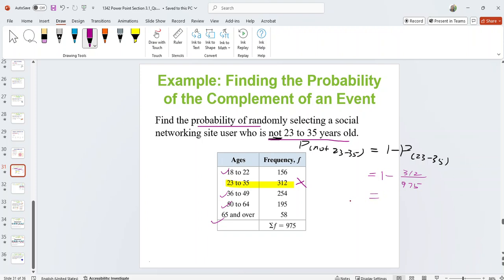For the direct calculation, you need to add 156, 254, 195, and 158, and then divide by the total. Look at this calculation, it's much longer than this one. But these two give you basically the same answer. This is how you use the complement to do the calculation: 1 minus the age being in this group, and the rest will be not in this group. You can do either way. If you like the direct way, that's fine, but I personally like this one because it has fewer numbers to calculate.